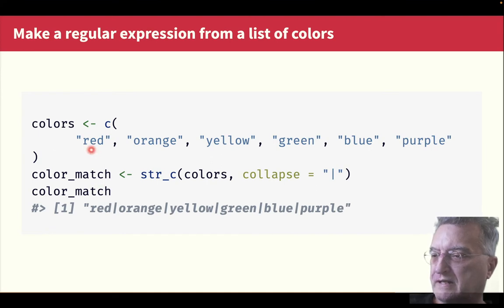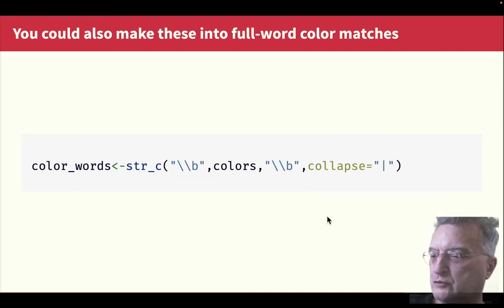So we can make a regular expression from a list of colors. So we have these colors, and we can collapse these into an OR set. So color match is now going to be any of these colors. So we can use that, and we can do it with full words. So \b means a word boundary. B stands for boundary here.